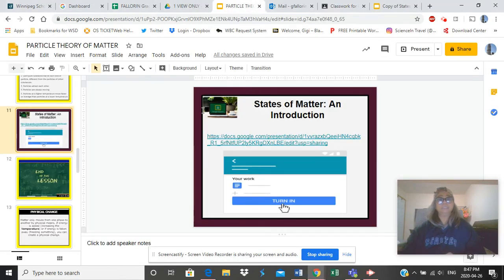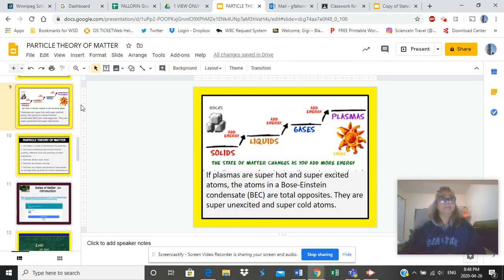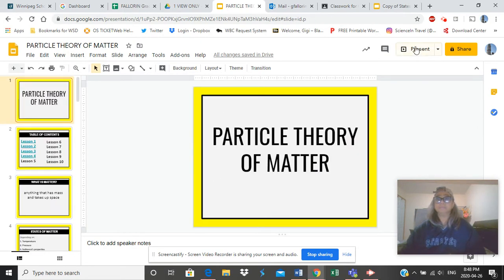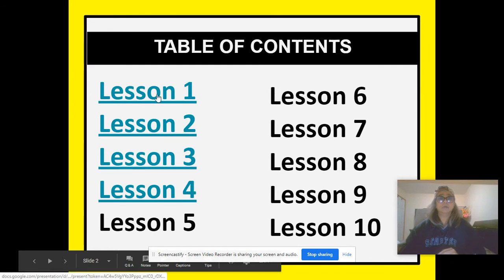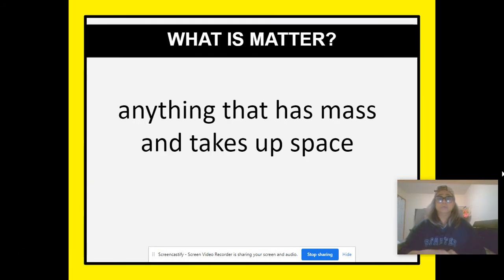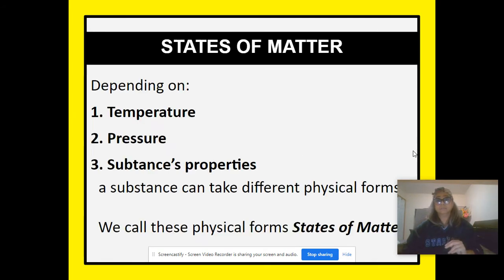Our new unit would be on the particle theory of matter. Okay, so let's go through lesson 1 here. So, what is matter? I know you know this very well by now. Anything that has mass and takes up space.